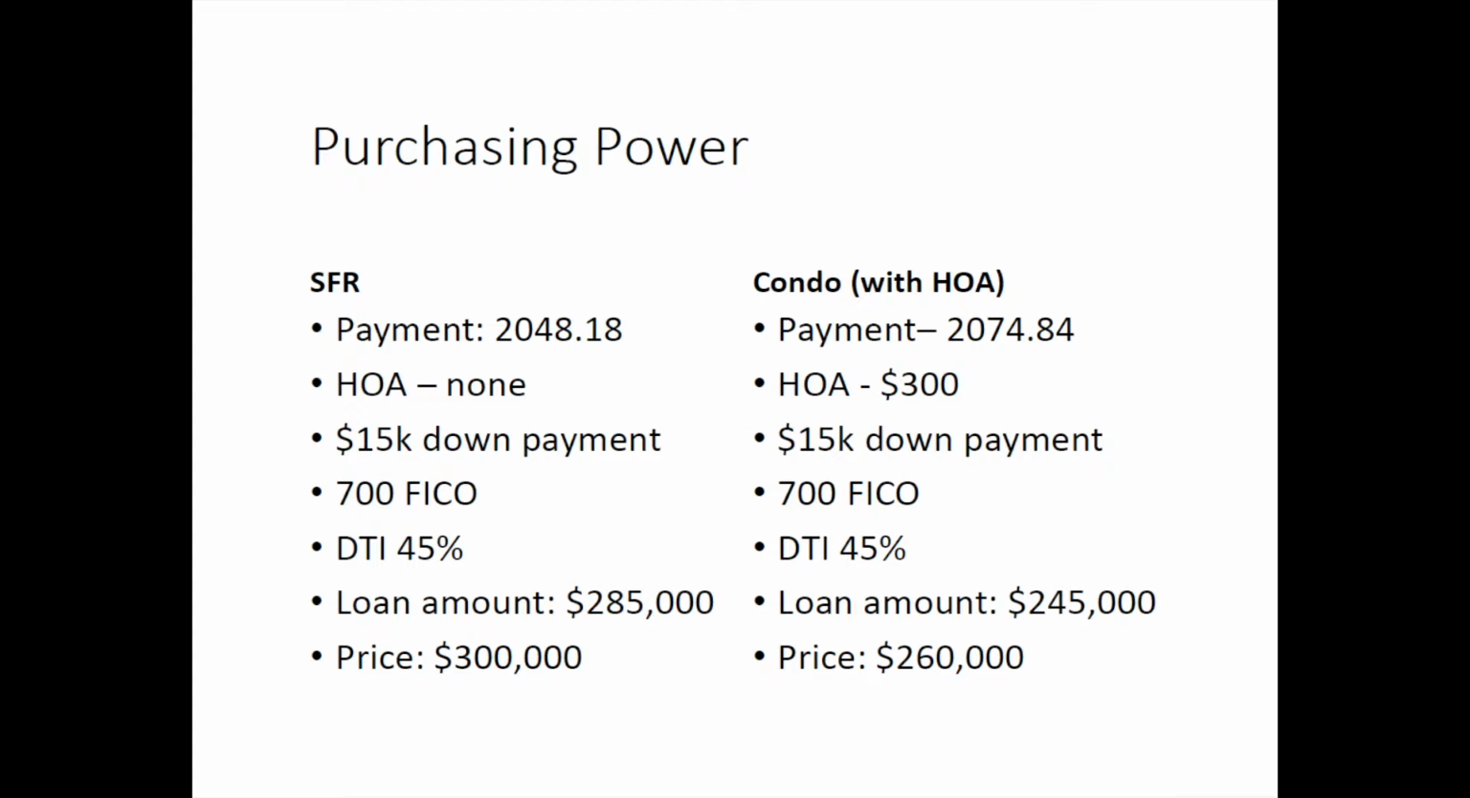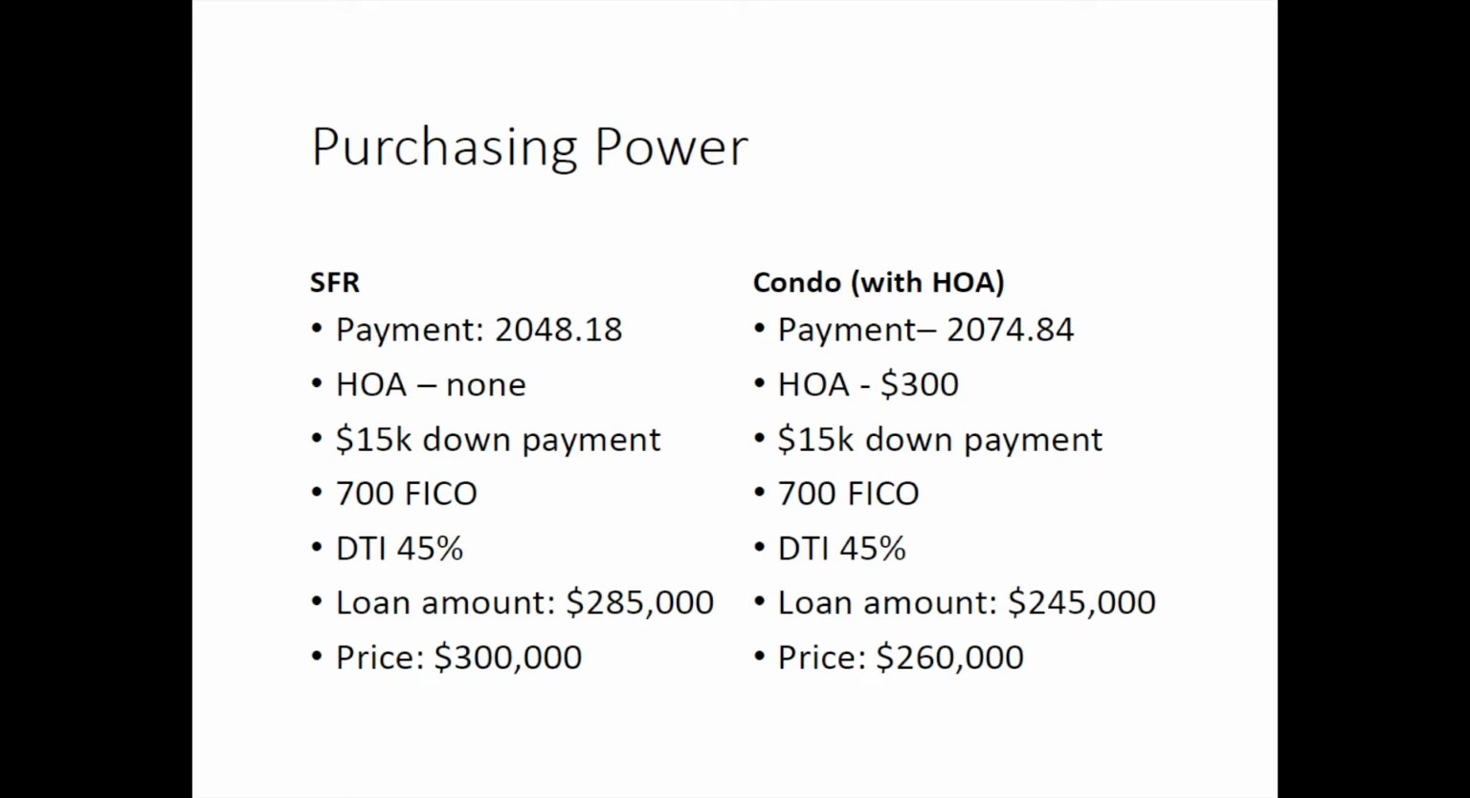I assumed about 300. That's about average. Obviously it'll change as we go along, but for the purposes of this example, let's just use $300 HOA. Let's also assume that this borrower has $15,000 for down payment, not including closing costs, just the down payment. That's what they want to put down, and the rest will be for closing costs. They have a 700 FICO, and we're trying to keep it at a limit of about 45% debt to income ratio.